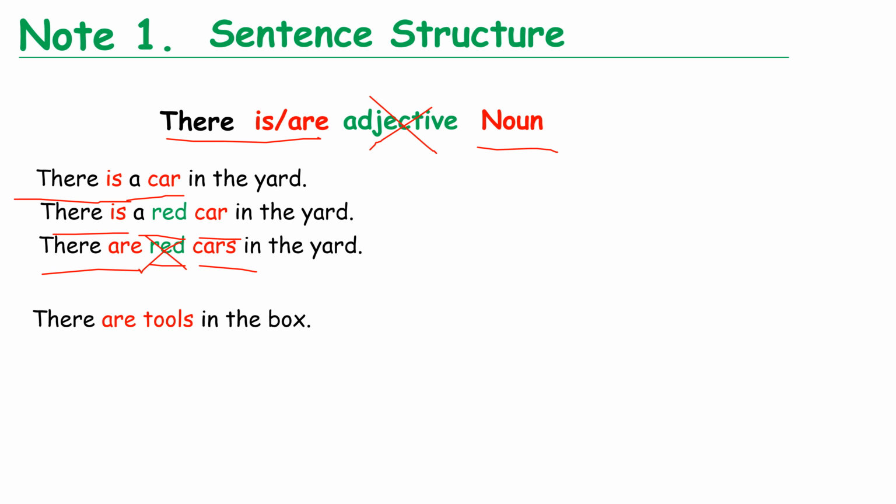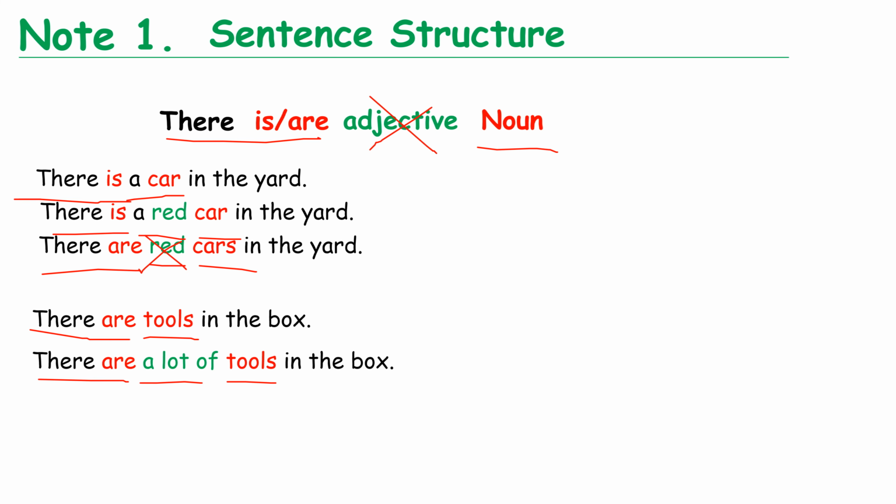Another example, there are tools in the box. In this sentence, once again, we have a noun that comes right after the expression there are, and we say there are because the noun is in the plural form. There are a lot of tools in the box. Here, we have an adjective, a lot of, that comes between the noun and the expression there are. And it's for the purpose of showing the quantity of the noun.